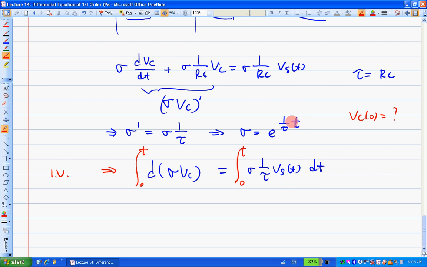Okay, so now let's take a look at what happens if I do this. Bearing in mind, what's the sigma here? Sigma is this term here, okay? And on this side, I'll plug the sigma into this equation now. Vc, 0 to t. That side is just this.